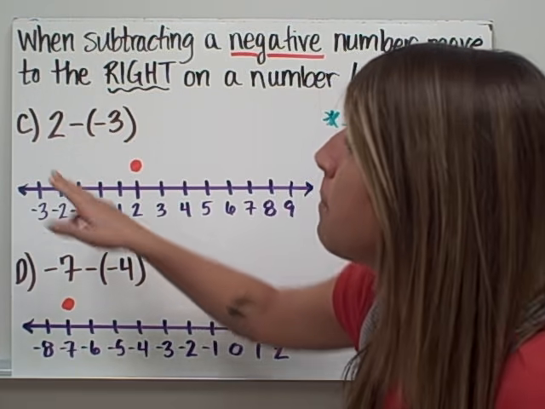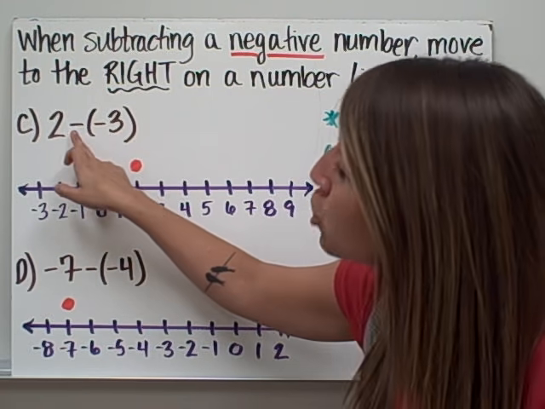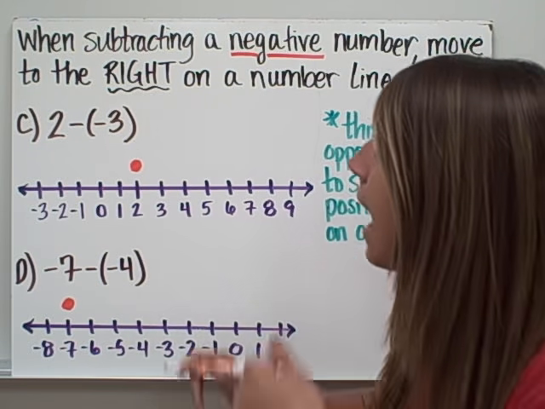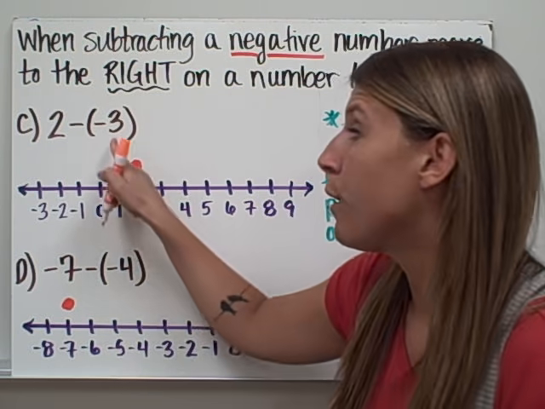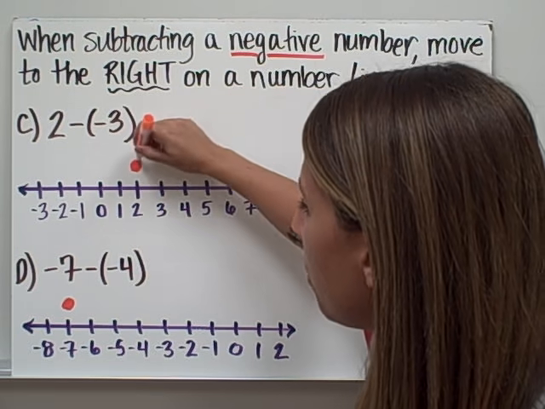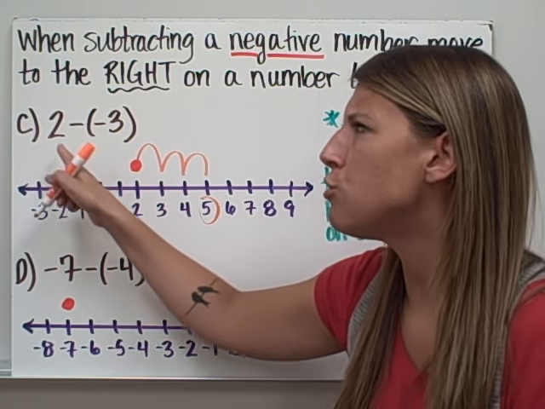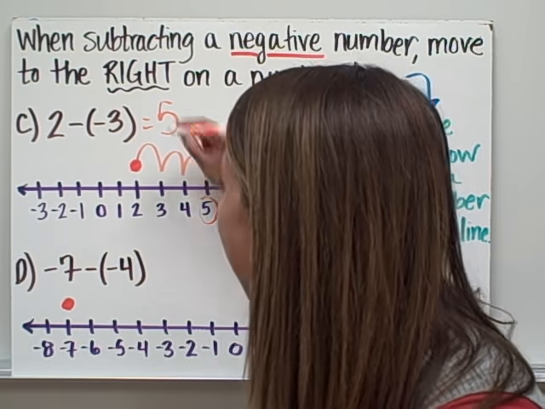In our first example, we have 2 minus -3. Because we're subtracting a negative integer, we're going to move to the right on the number line. I begin at 2 on the number line, and I move to the right 3 spaces. So 2, 1, 2, 3. I end up at 5. So 2 minus -3 equals 5.